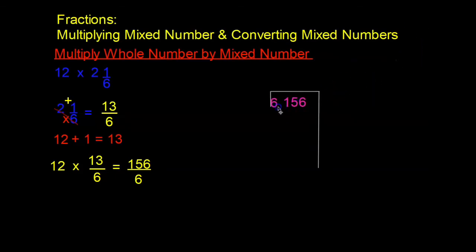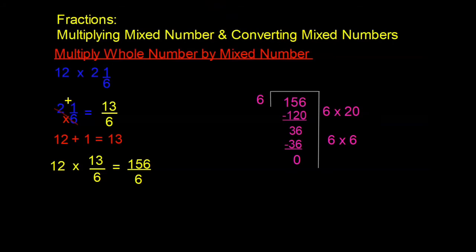156 divided by 6. We're going to see how many groups of 6 we can take out of 156 without going over. And we can take out 20 groups of 6. 6 times 20 is 120. We can take 120 from 156, and that's going to give us a difference of 36. How many groups of 6 are in 36? That's going to be 6 groups. 6 times 6 is 36. We're going to subtract, and that will give us a difference of 0.